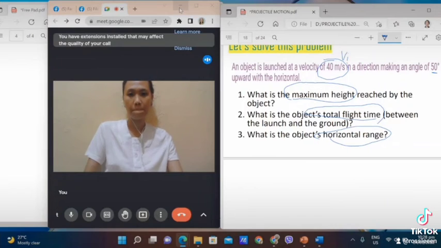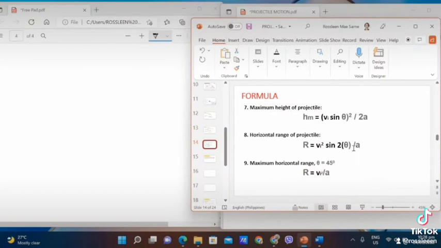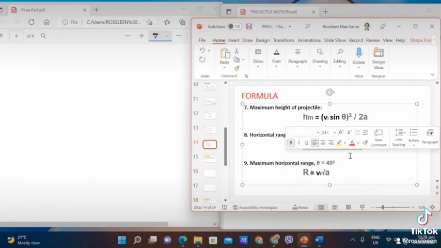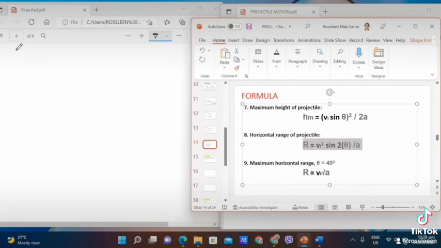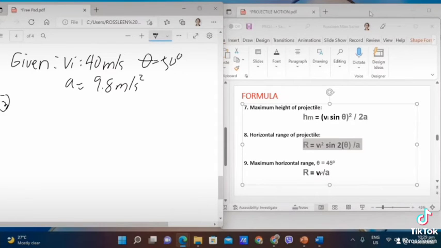Okay, for the horizontal range, I am now using this formula. The range here is represented by R, and the range here also means distance or displacement, from where the object was thrown up to where it was at a certain time. Same data again from our problem.